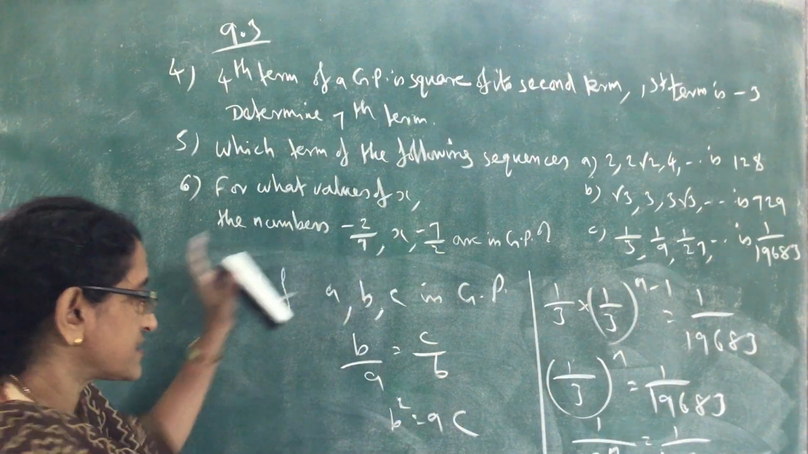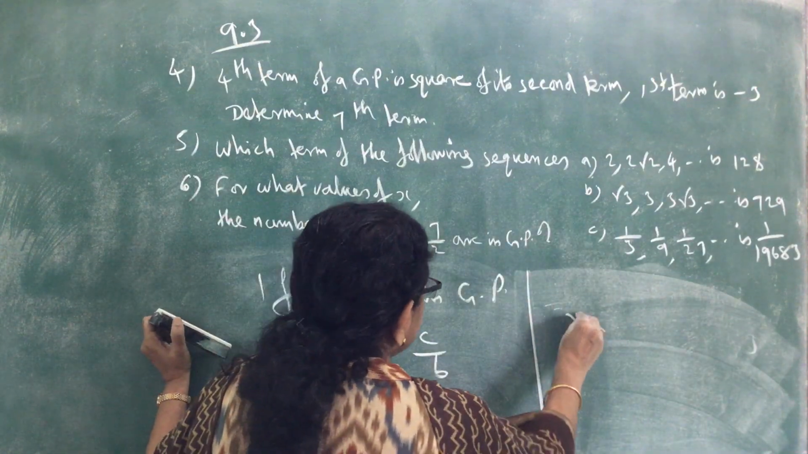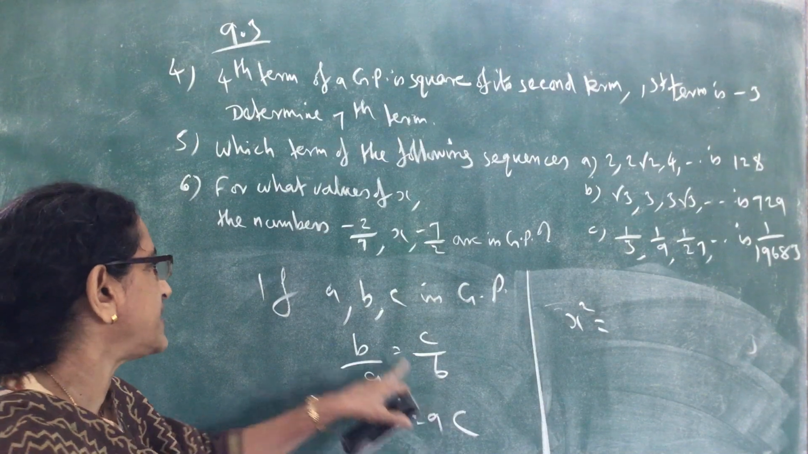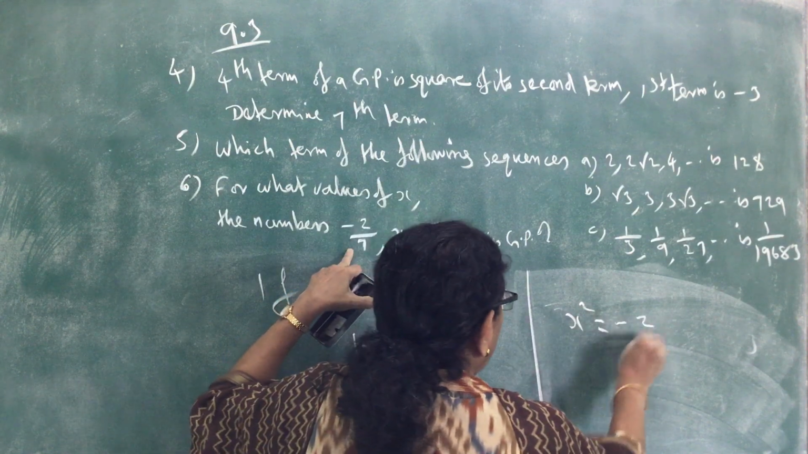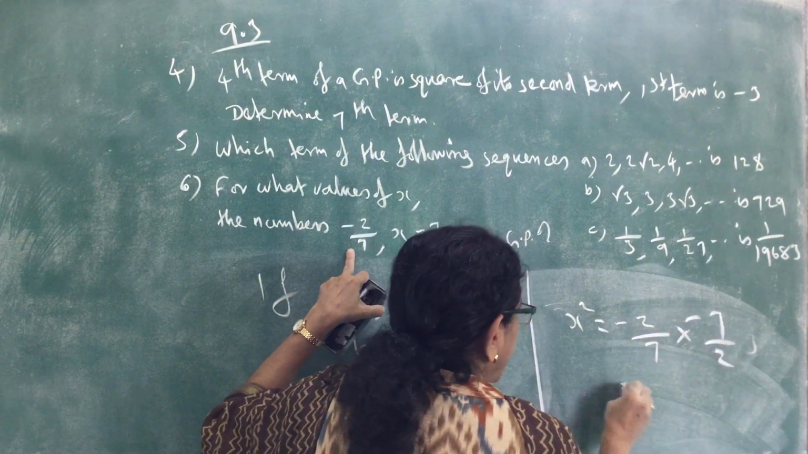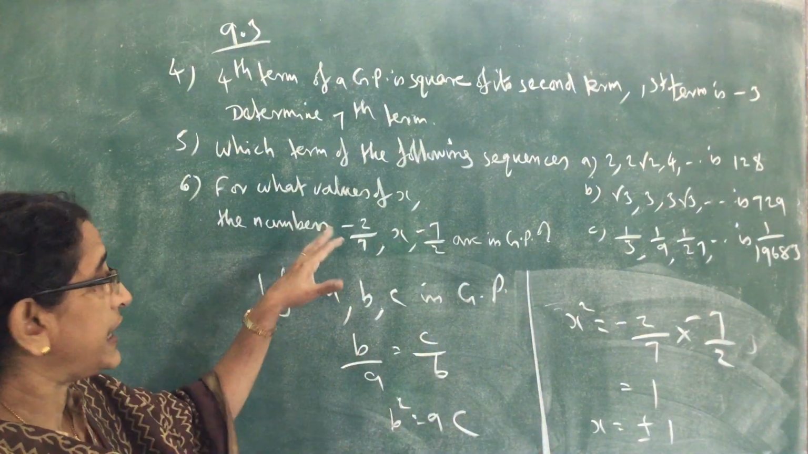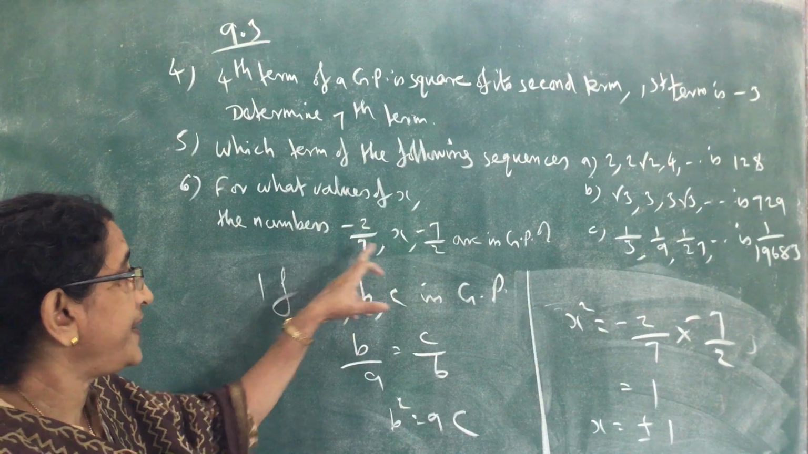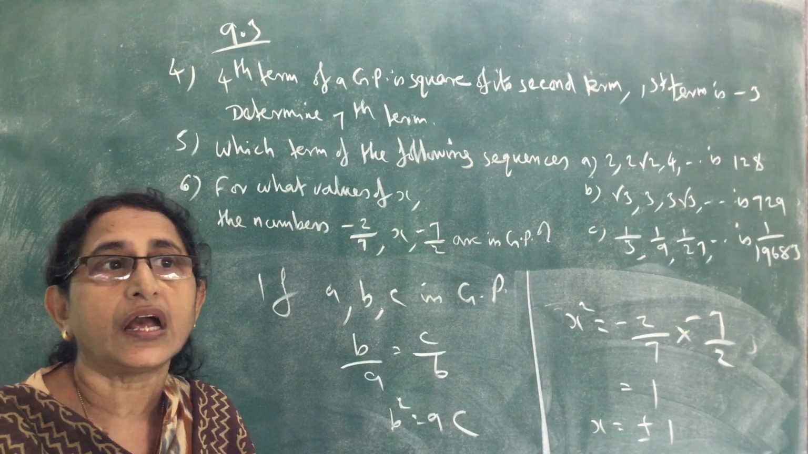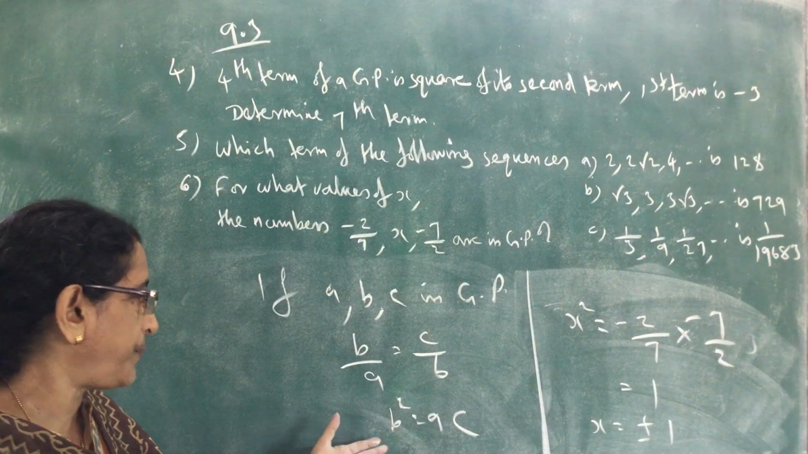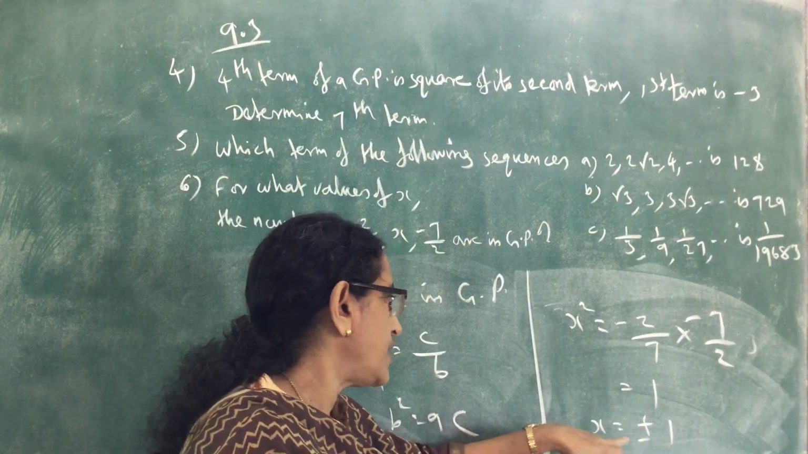So x square equal to B square equal to A into C. So x square equal to minus 2 by 7 into minus 7 by 2. That is 1. So x equal to plus or minus 1. That is the answer. So understand that formula: if A, B, C are in GP, then B square equal to AC. In the case of arithmetic progression, B equal to A plus C by 2. In GP, B square equal to A into C. So using that, we get x square equal to 1, x equal to plus or minus 1.